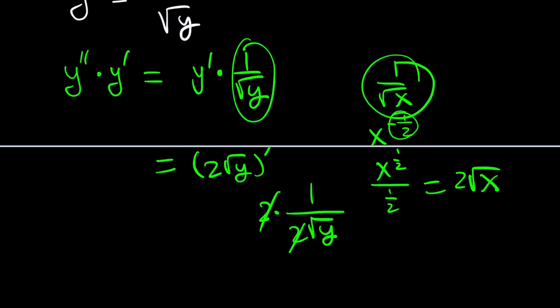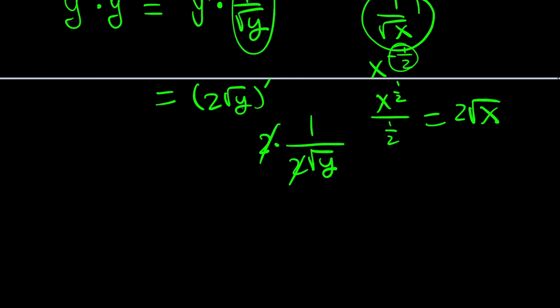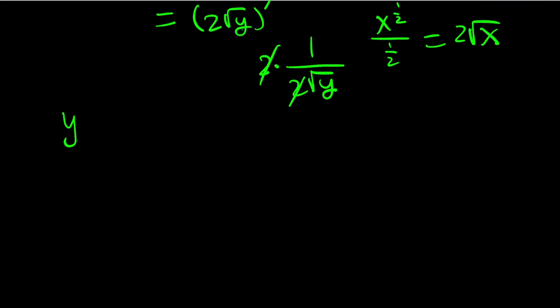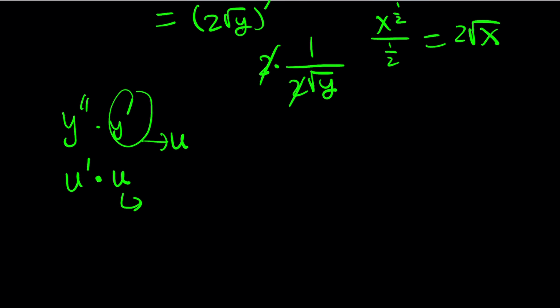What about the left-hand side? That requires some work to be done. So here's what we're going to do. We're going to think about y double prime and y prime. Let's go ahead and look at it this way. We have this product. If you call this u, this becomes u prime times u. When do we get u prime times u? Again, by chain rule, if you think about it, and we used substitution here. This basically means, u is the derivative of what? Think about it. In other words, you're integrating u with respect to u.